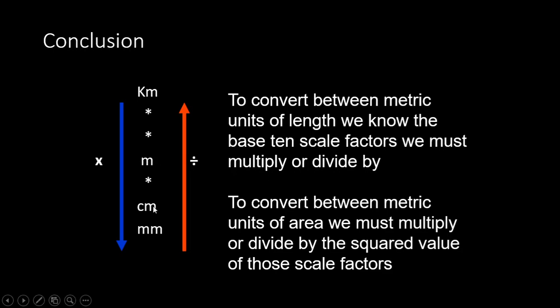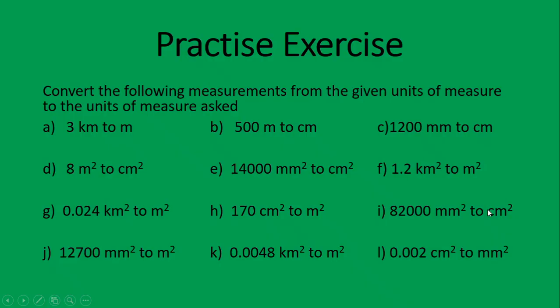Or to go from centimeters to meters, you know you divide by 100. So to go from centimeters squared to meters squared, we're going to divide by 100 squared. And 100 times 100, that's 10,000. 2 zeros, 2 more zeros, 10,000. Okay? Let's go on to some practice of this.